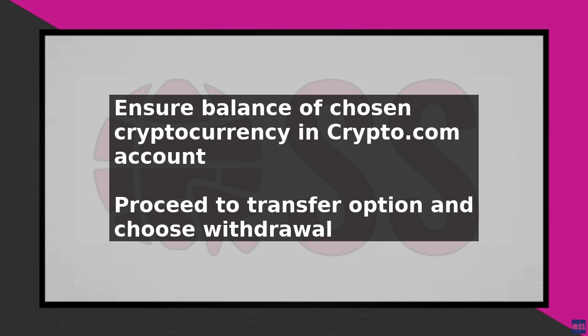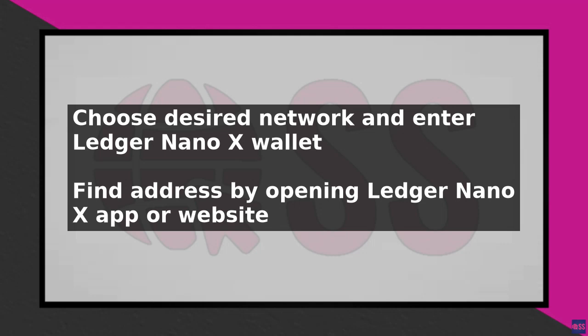Ensure you have a balance of the chosen cryptocurrency in your Crypto.com account. Then proceed to the transfer option and choose Withdrawal. Select External Wallet and then Add Wallet Address. Choose the desired network, such as ERC20, and enter your Ledger Nano X wallet address for the selected cryptocurrency.